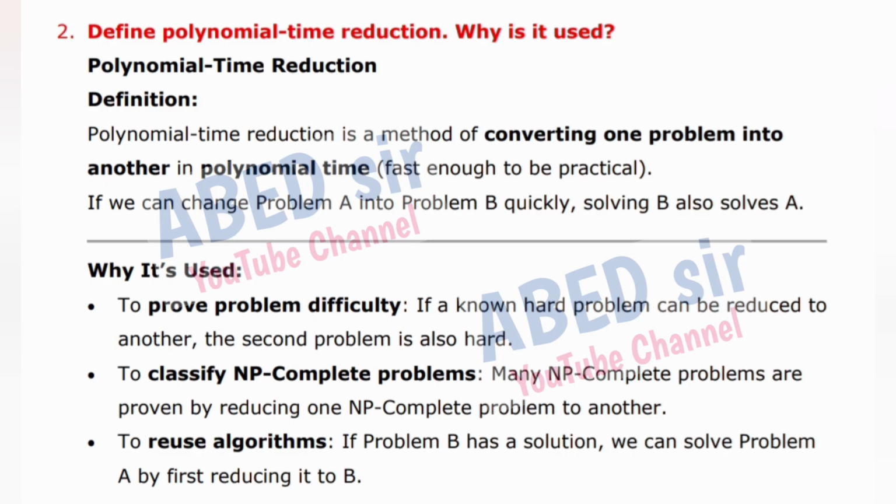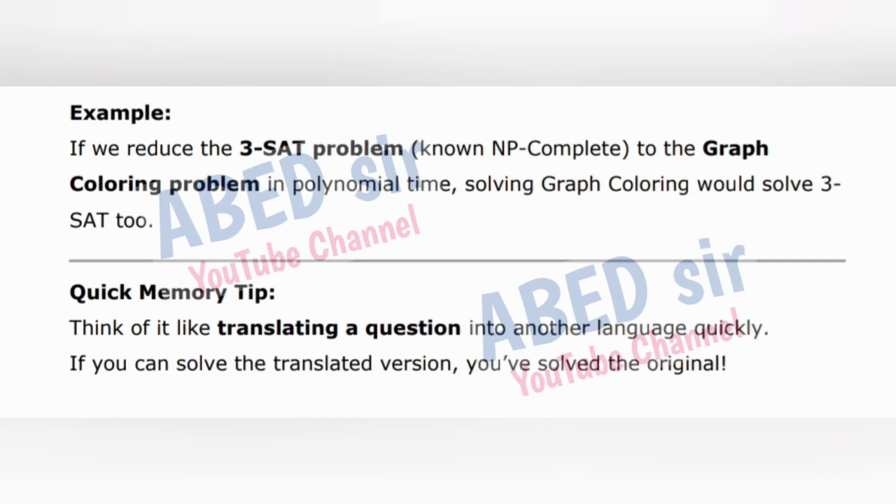Many NP complete problems are proven by reducing one NP complete problem to another. To reuse algorithms: if problem B has a solution, we can solve problem A by first reducing it to B. Example: if we reduce the 3 SAT problem, known NP complete, to the graph coloring problem in polynomial time, solving graph coloring would solve 3 SAT too. Quick memory tip: think of it like translating a question into another language quickly. If you can solve the translated version, you've solved the original.